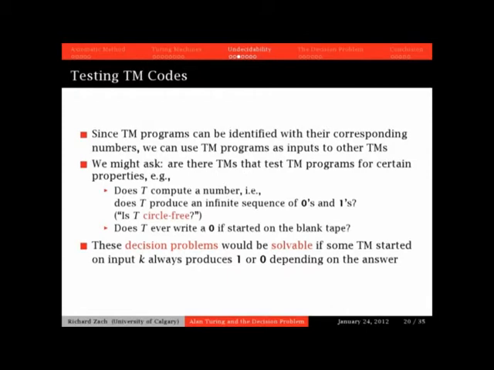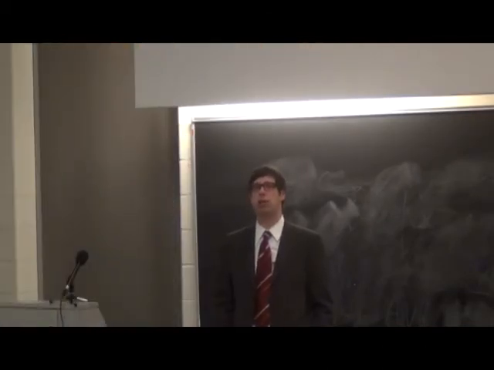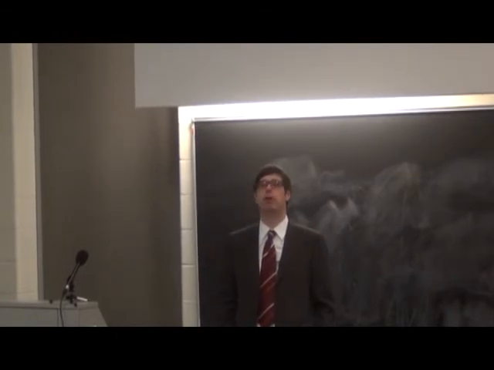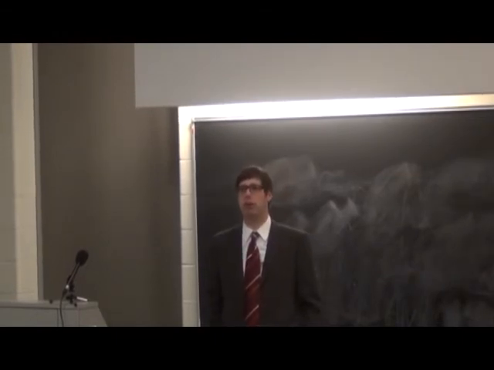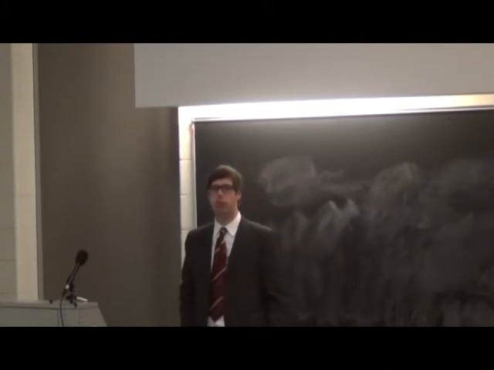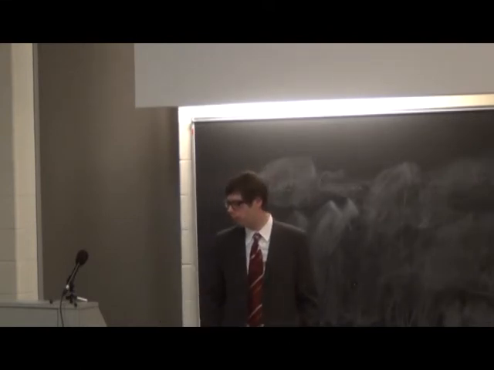And so, for instance, the hope might be that there's a Turing machine that figures out certain things. So, for instance, a Turing machine which, given the code of another Turing machine, tells you whether that other Turing machine actually computes a computable number. So, whether it writes an infinite number of zeros and ones on its tape when you start it on the empty tape. Turing machines of that sort, Turing called circle-free. So a circle-free Turing machine is one that computes a computable number.